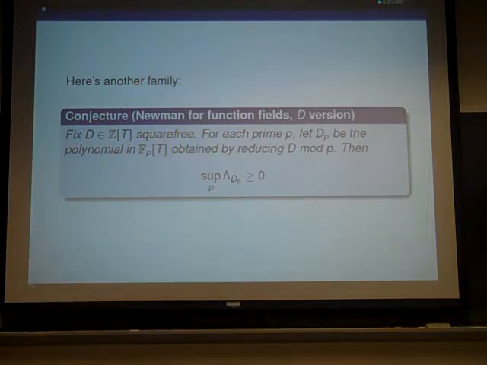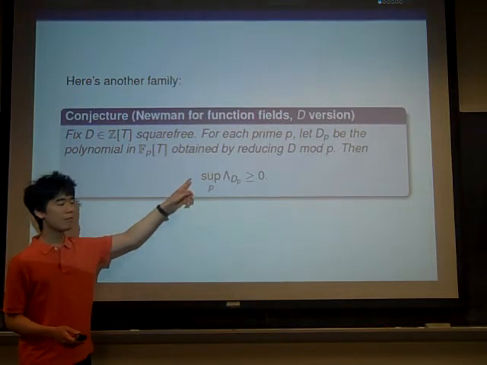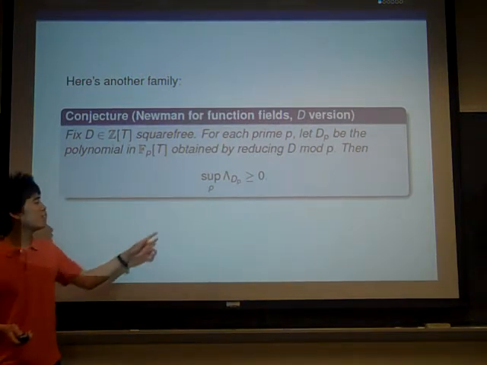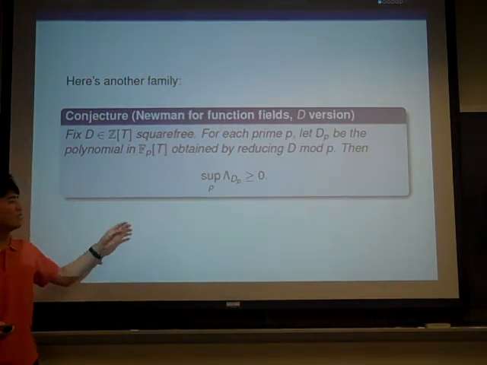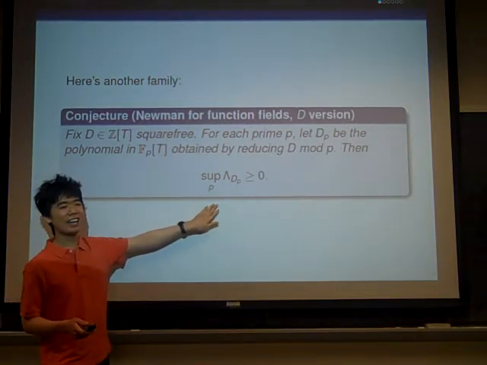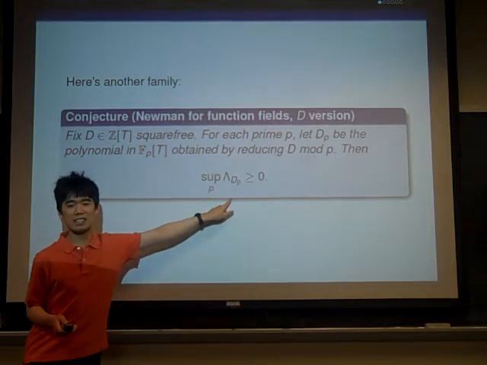So first, let's look at another version of Newman's conjecture in function fields. In this case, we're fixing a polynomial with coefficients in Z, and for each prime, we're reducing it mod p to get a polynomial in F_p[T]. And so unlike the other cases where we have lots and lots of polynomials, here we only have one for each prime. But in any case, we can still ask whether the supremum of these constants is non-negative.